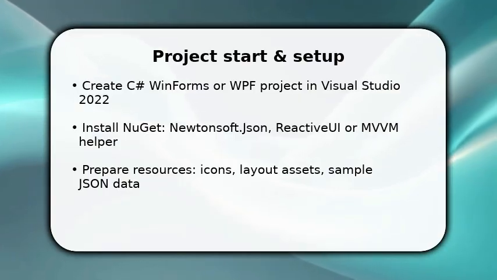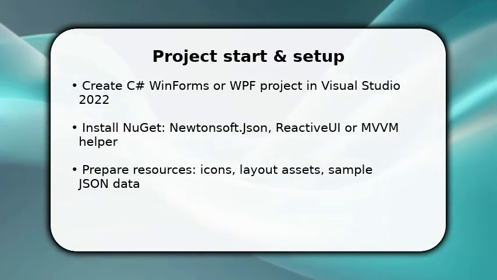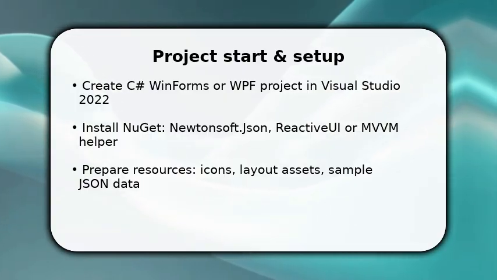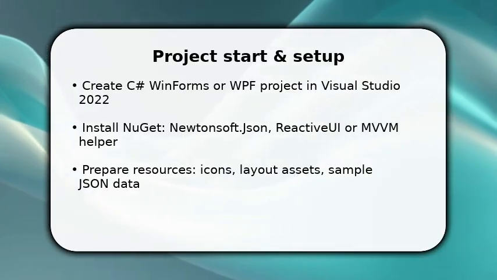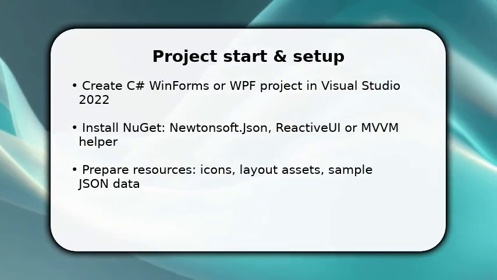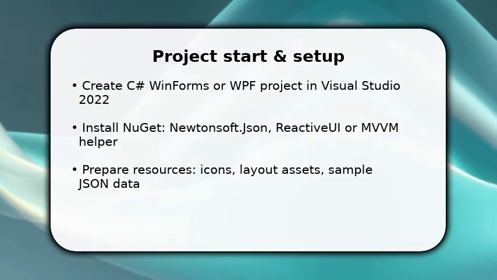You start by creating a C# UI project and choosing WinForms or WPF. This determines rendering and data binding patterns. Once done, add NuGet packages like Newtonsoft.Json for config, and a lightweight MVVM helper to separate UI logic. Make sure to import layout assets and a small sample JSON model to iterate quickly.